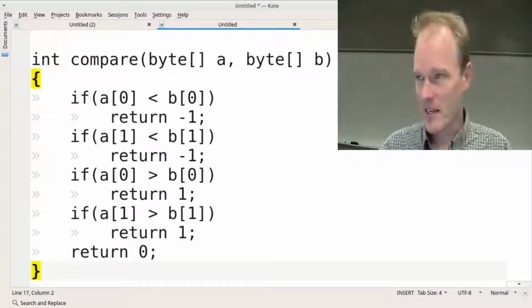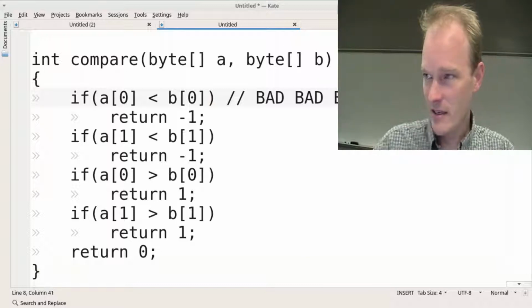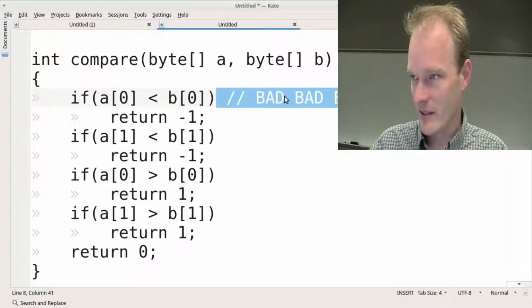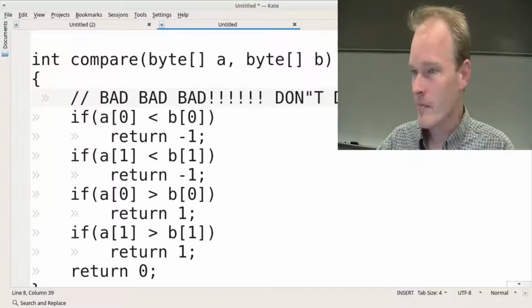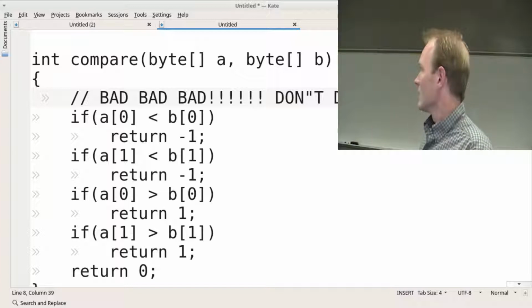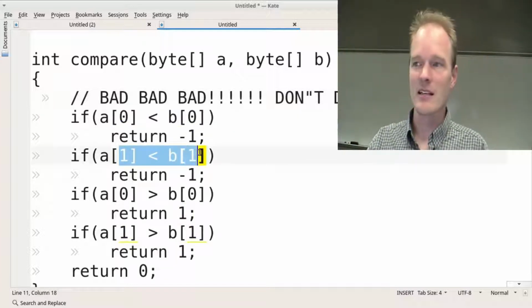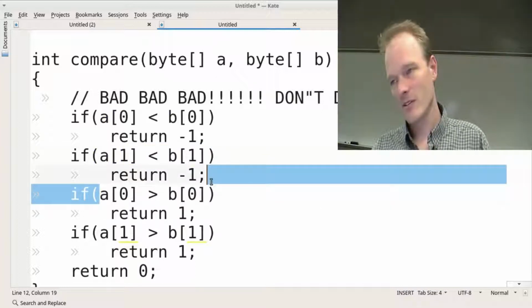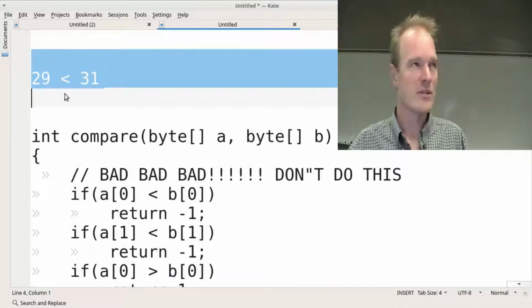And just to make it clear, bad, bad, bad. Not that particular line, this whole thing. Just so somebody finds this on the video and starts copying. What's wrong with this comparator? Well, look, we're comparing the first digit, and then we're comparing the second digit for lesserness. Then we're comparing the first digit for greaterness, and then the second digit for greaterness. What happens if we sort numbers that way?